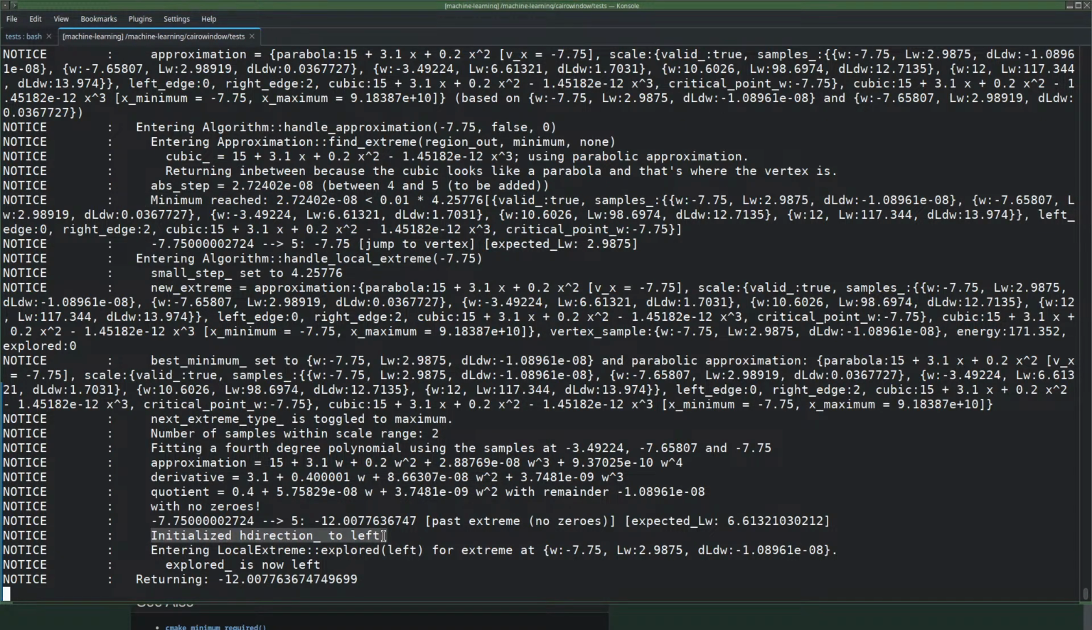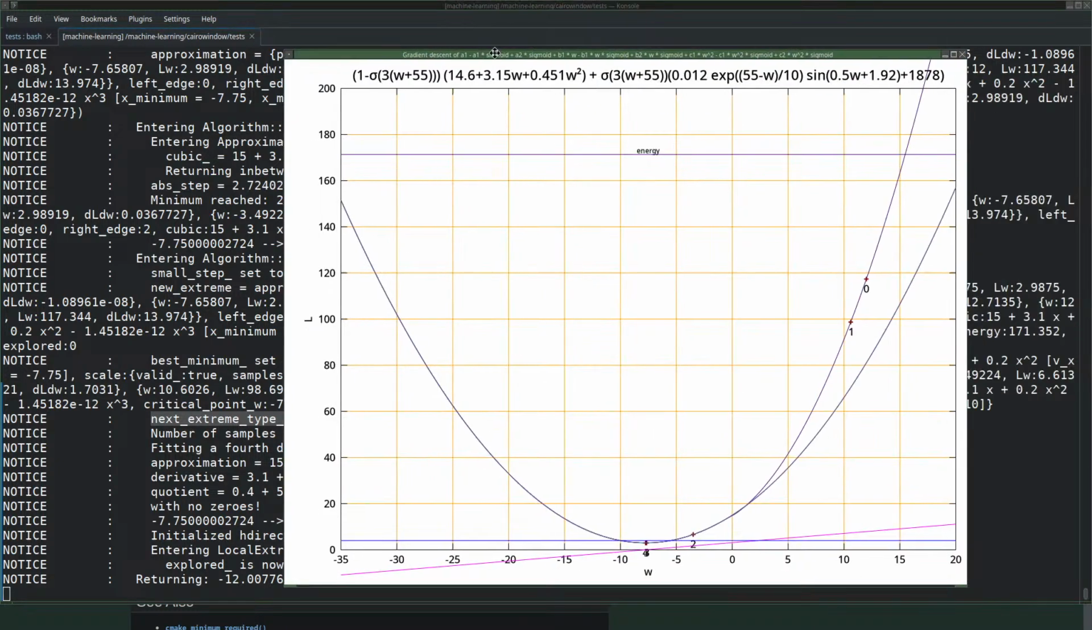Initialize H direction to the left. We're still going to the left, but it's not toggling the type. Yeah, next type, next extreme is toggle to maximum. So now we're going to look for a maximum.